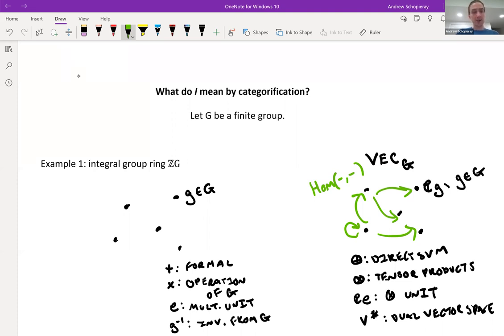So when I say categorification, what I want is a category that has all of these additions, products, multiplicative unit, this inversion in a categorical form. And when I forget all of the categorical data, so you can think about this as passing to the Grothendieck ring of this category, I sort of retrieve the original ring that I had. Okay. So this is a categorical enhancement of some very combinatorial or very algebraic object.